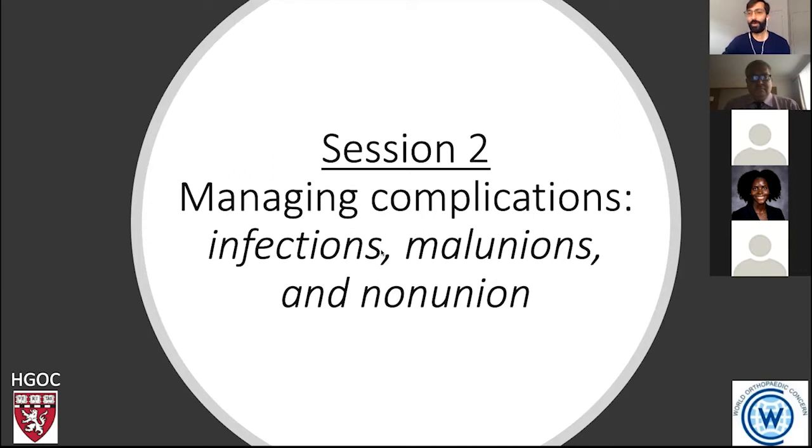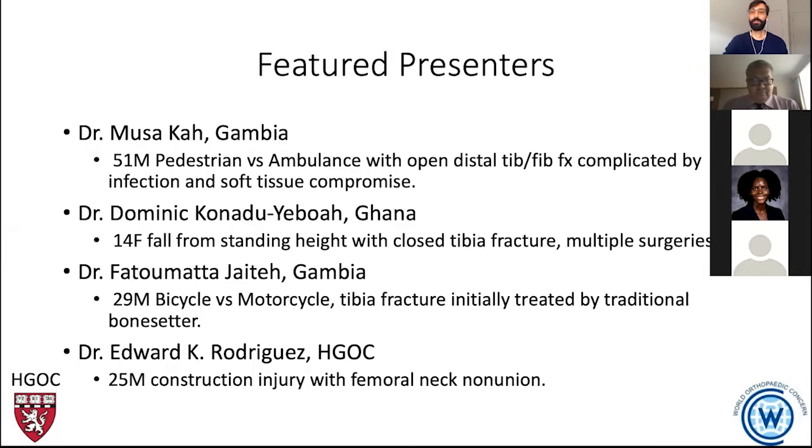So welcome back, everybody. I think that first session was really fantastic. Amazing cases, really great discussion. So now we'll move into session number 2 on managing complications. We'll be looking at infections, malunions, and nonunions, primarily of the lower extremity, obviously. Most of the cases that we have are of the tibia, but we do have a good case on proximal femur nonunion if we do have time from K-Rod. So these are the cases.